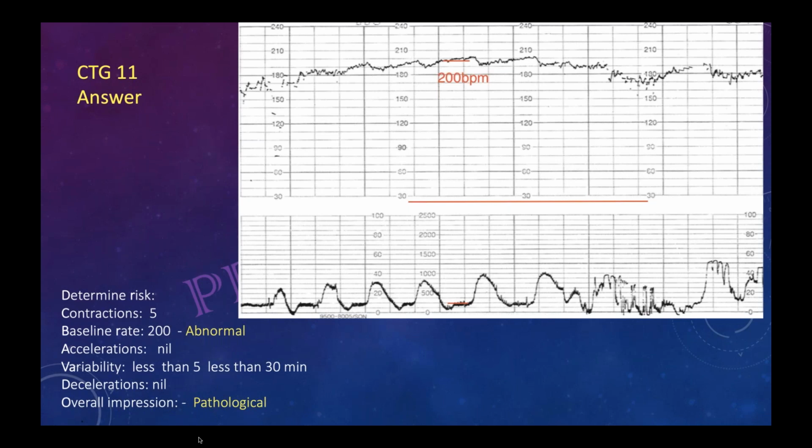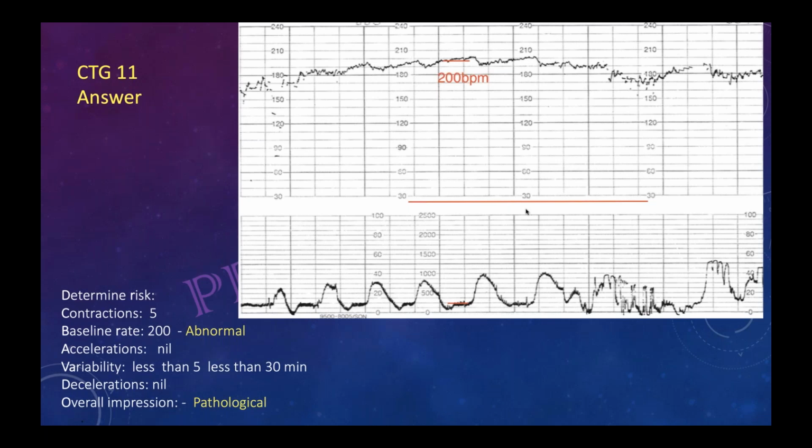Doctor, why is the deceleration not included? I joined late, I only want to know what the abnormal features are. Only the baseline, or another feature as well? In this CTG there is only one abnormal feature, that is the baseline. And if variability is less than 5, you cannot call it an abnormal feature.